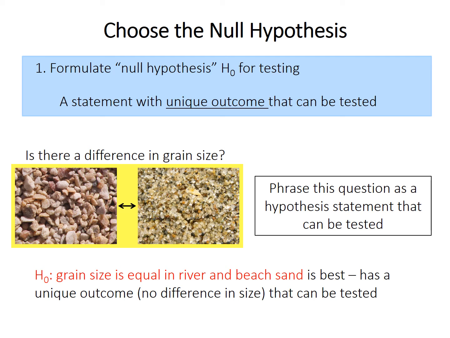A null hypothesis, for example, that river sand is bigger than beach sand, even if that's what you think is true, isn't a good null hypothesis because there are an infinite number of ways in which river sand could be bigger. It could be twice as big, 3 times as big, 0.5 times as big. So it's not easy to test and reject. You want a null hypothesis that has only one outcome, and traditionally that outcome is that there is no difference.